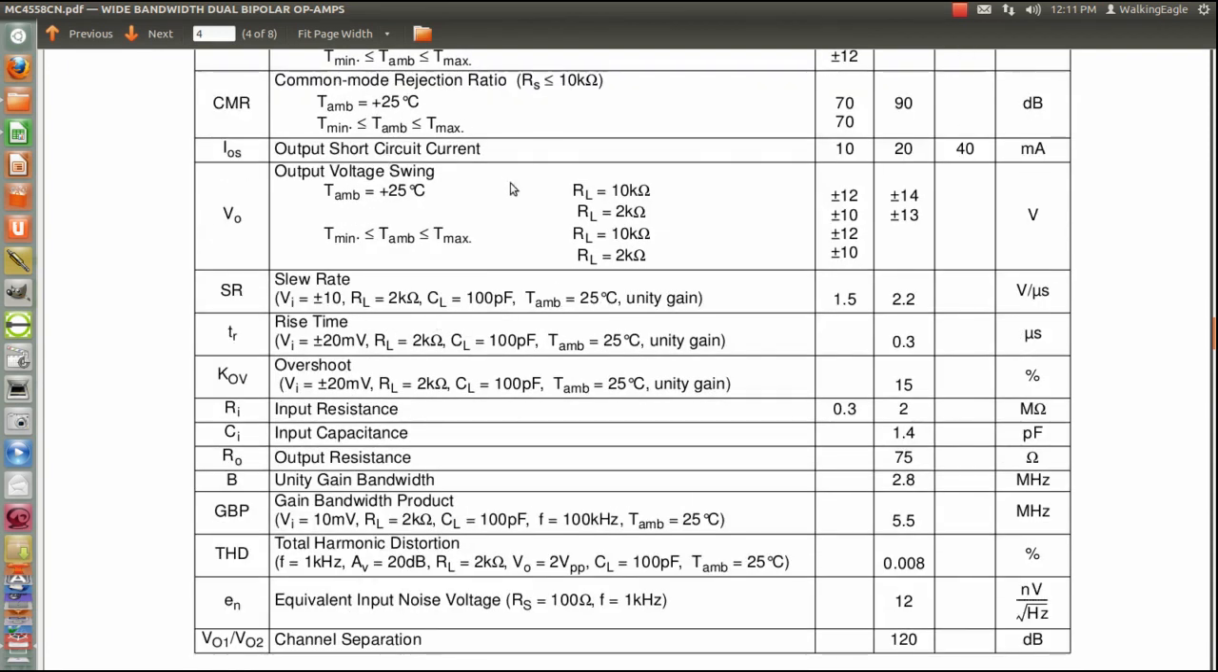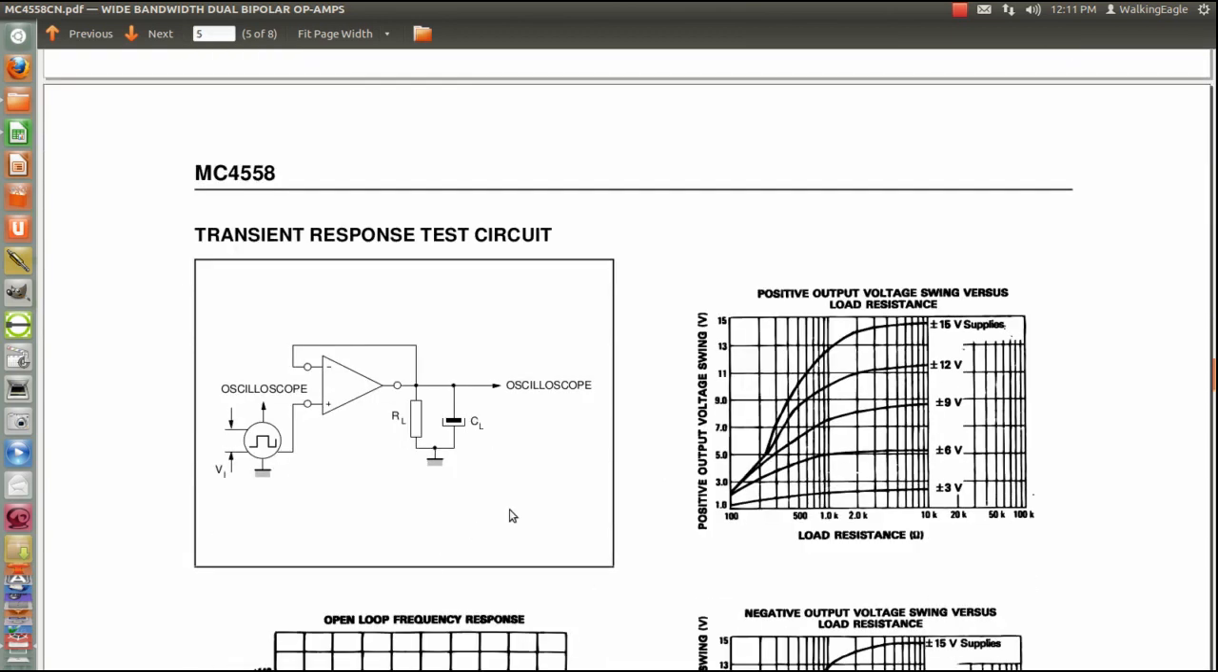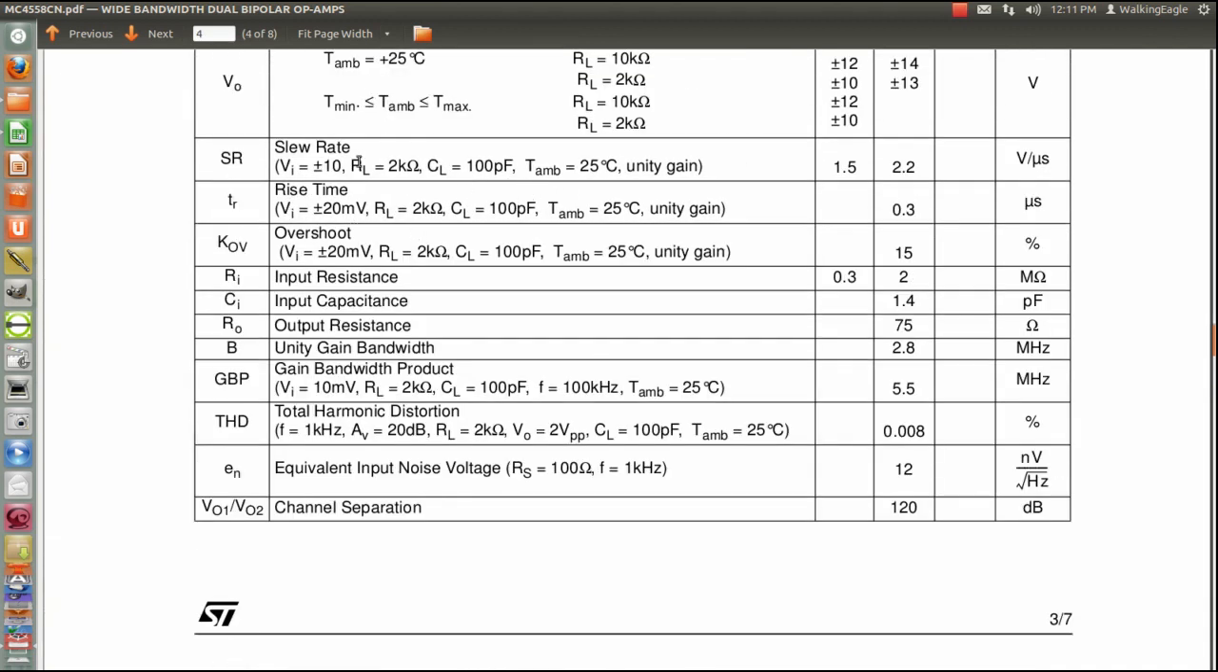Okay, now we get into some other kind of interesting things here. This is called slew rate. That gets into where they are using this test circuit. And what they're doing, they've got a load resistance, a load capacitance, and then they're running a square wave input into it. Okay, they're running a square wave plus or minus 10 volts, so that's a big one.